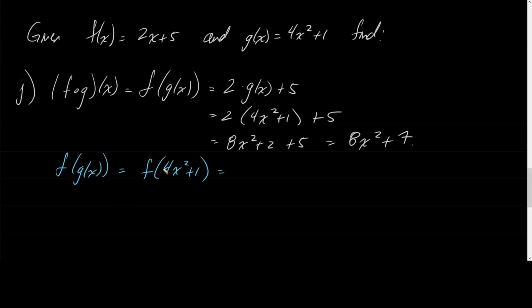And then we know that whatever's inside here is supposed to replace the x. So we have 2 times, plug this into the x, 4x squared plus 1, and then that plus 5, which at that point, we know what that gives us, right? Same exact thing as this line. So that's another way of thinking about it. I personally like to just put in the g of x and then afterwards plug it in. All right, so that's f composed with g.